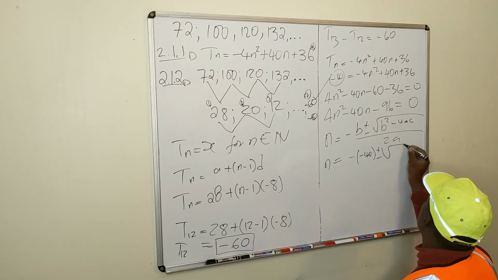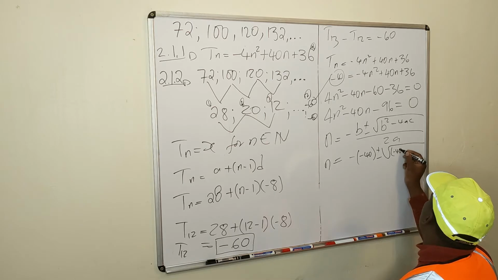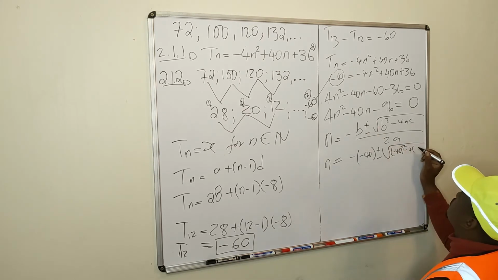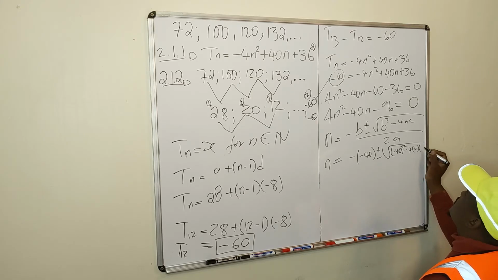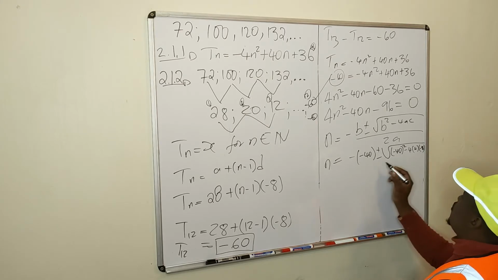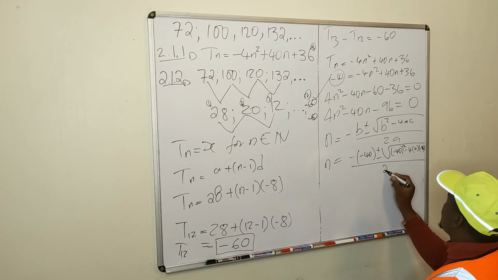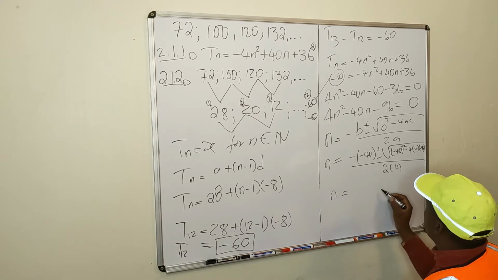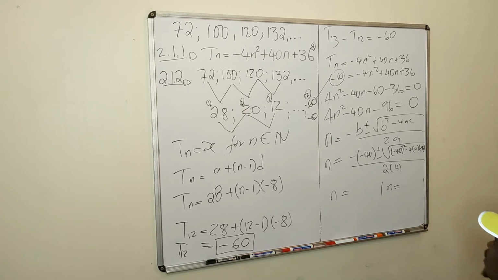Plus or minus the square root of minus 40 all squared, minus 4a. What is our a? Our a is 4. Our c is minus 96, all divided by 2a. What is our a? Our a is 4. So we get two n values.